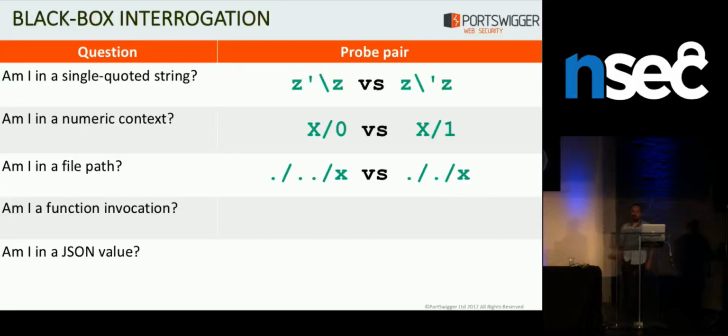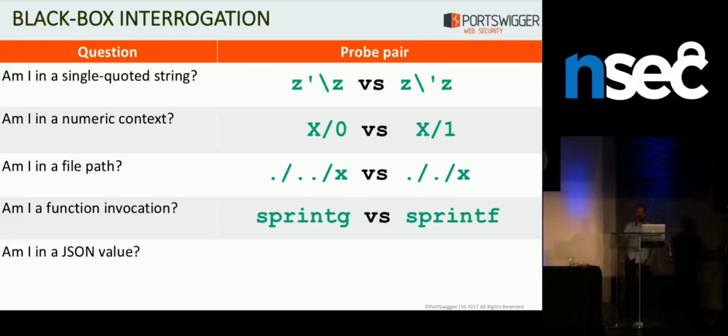And you can also try and find some slightly more esoteric stuff. For example, maybe our input is the name of a function that gets invoked by the application. And by changing that, we can change the function that gets invoked. We can test for that. Just try changing the input to a valid function name like sprintf and an invalid function name like sprintg. If those give consistently different responses from the application, we can be pretty sure there's something interesting going on. And then, yeah, you can do even cooler stuff like saying, is this input being embedded in a JSON string, for example, by injecting something that breaks the JSON structure and something that doesn't.